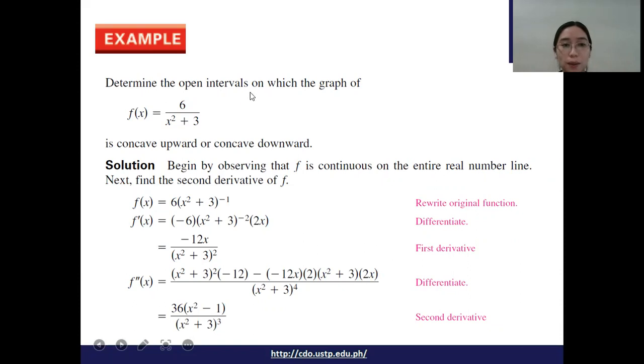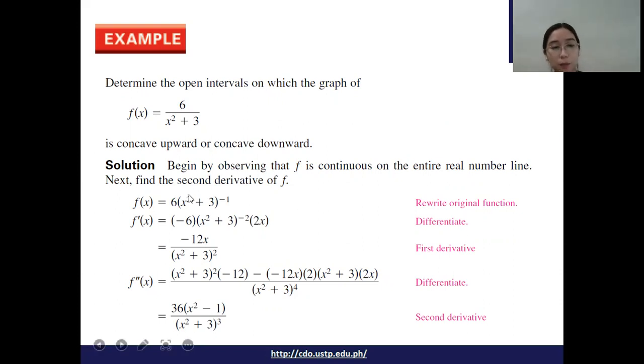Determine the open intervals on which the graph of f of x equals 6 over x squared plus 3 is concave upward or concave downward. This is your original function. We begin our solution by observing that f is continuous on the entire real number line. Next, we need to find the second derivative.